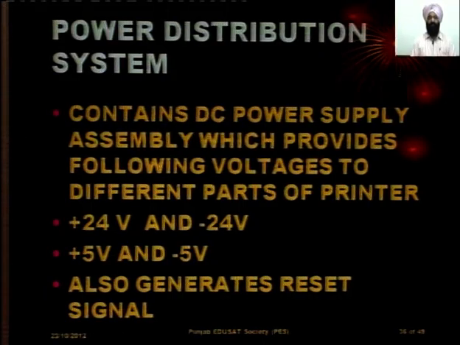The power distribution system contains a DC power supply assembly which provides the following voltages to different parts of the printer. Some parts require plus 24 volt and minus 24 volt, and some parts require plus 5 volt and minus 5 volt. All these voltages are provided to different parts of the printer by the power distribution system, and it also generates the reset signal in laser printers.